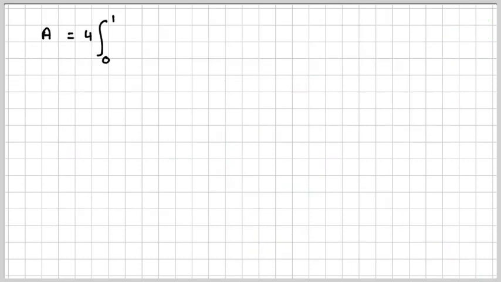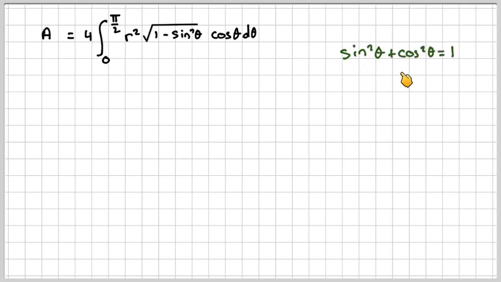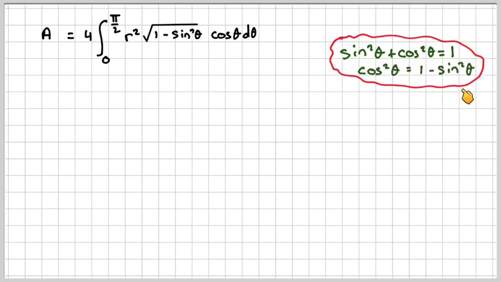Now, working with that same integral, we now need to use the trig identity. We know that sine squared plus cos squared is equal to 1, which means that cos squared theta is 1 minus sine squared theta. So we've now got 4r squared. Under the square root sign, we've got the square root of cos squared theta, because that's what 1 minus sine squared theta is. We still have that other cos theta d theta there.